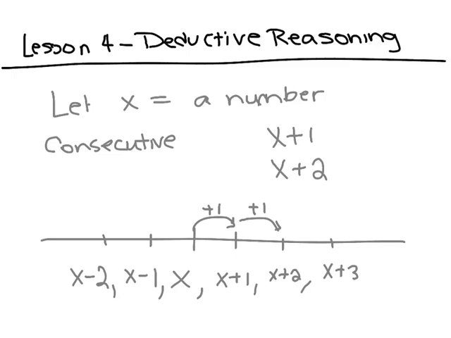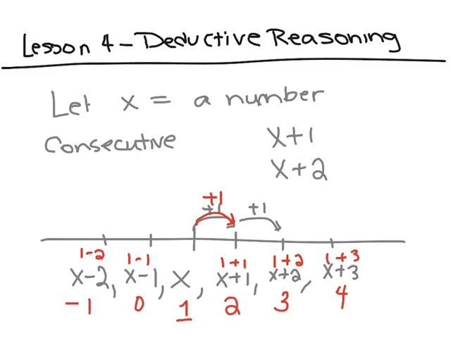And if we wanted to look at that as actual numbers, let's say x was 1. If we're going one step plus 1, 1 plus 1 is 2. 1 plus 2 is 3. 1 plus 3 is 4. And it goes the same way backwards. 1 minus 1 is 0. 1 minus 2 is negative 1. So as you can see, we can write consecutive numbers using variables.